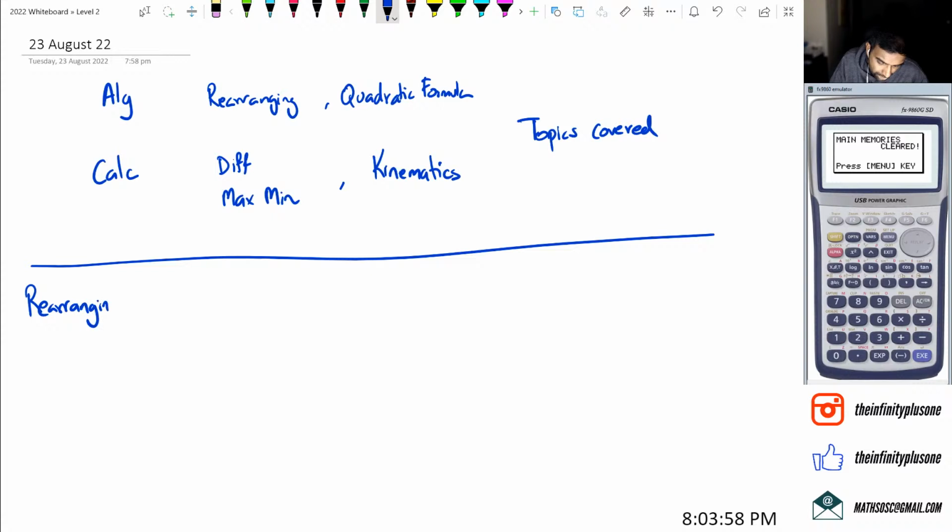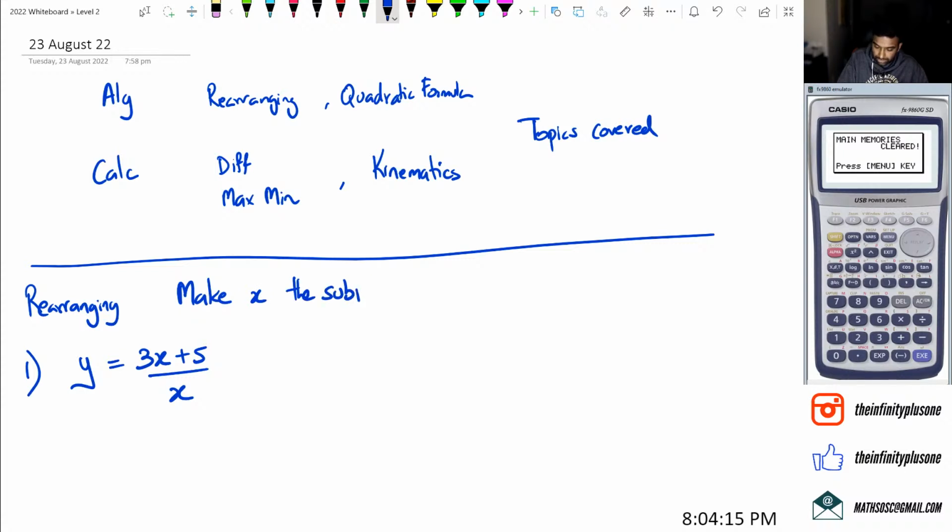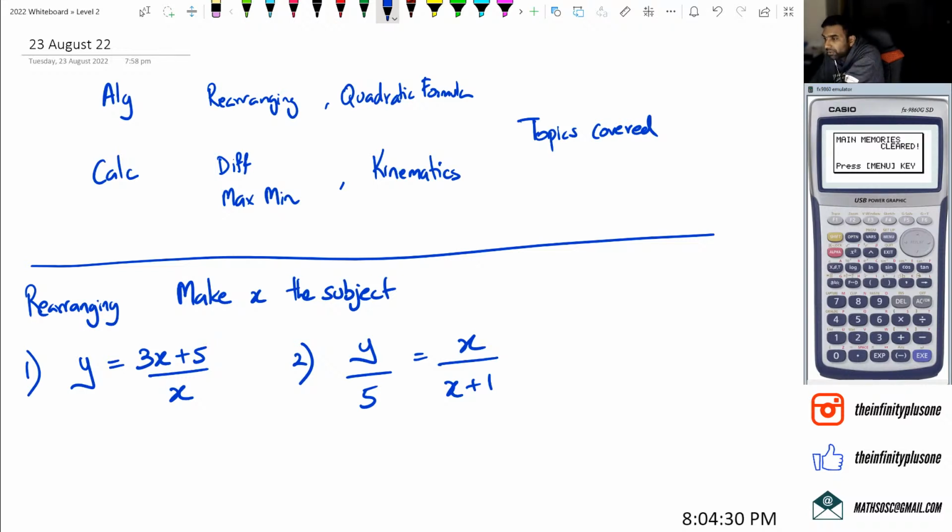So with rearranging, we want to make x the subject. I'll give you the first question, and I'll build it up for you, so we're not going all out crazy straight away. 3x plus 5 over x, and I want you to make x the subject. So that's what we're doing. Question number 2, we can do something like this. Then question 3.